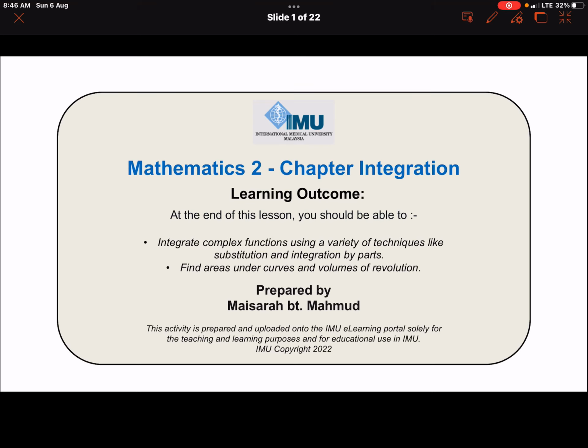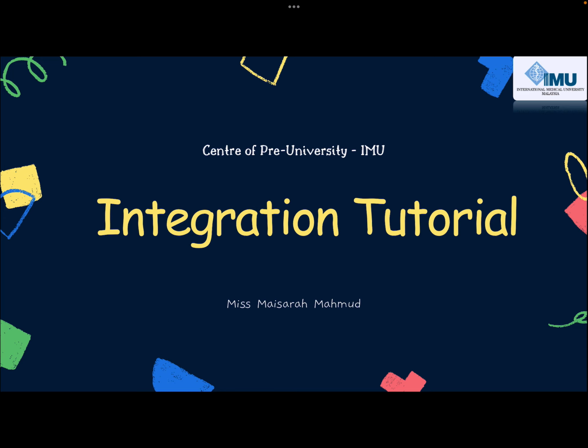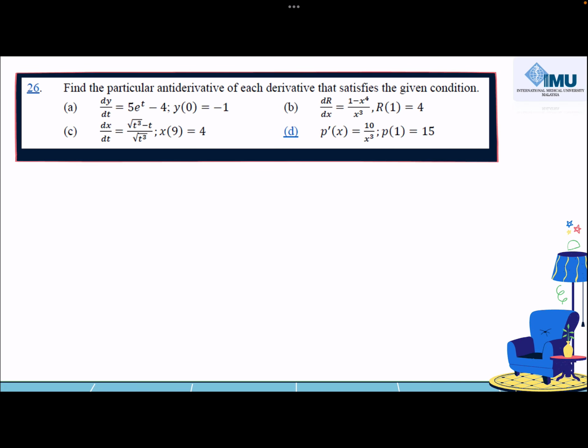Mathematics 2, Chapter Integration. Tutorial question 26. Find the particular antiderivative of each derivative that satisfies the given condition. A. The antiderivative of a derivative is simply you integrate the derivative. In the case of A, the derivative is given as 5e^t minus 4. So you integrate 5e^t minus 4 with respect to t.